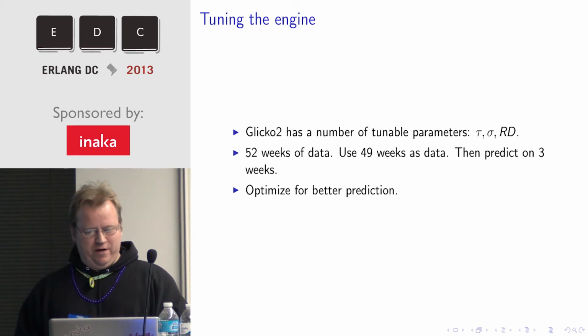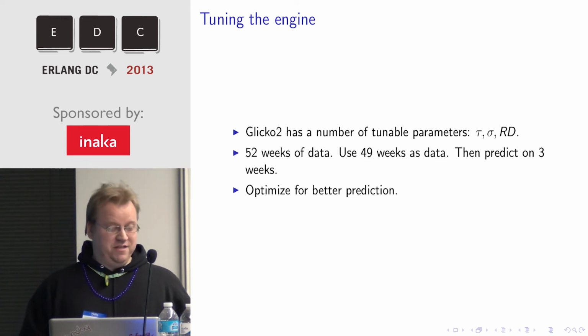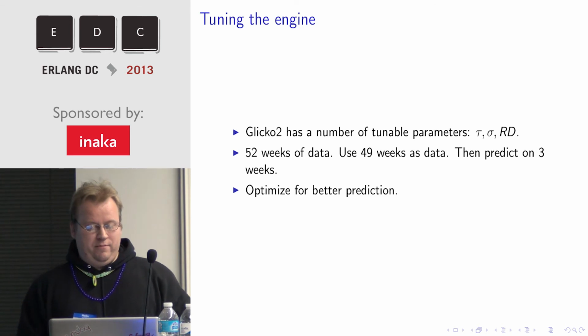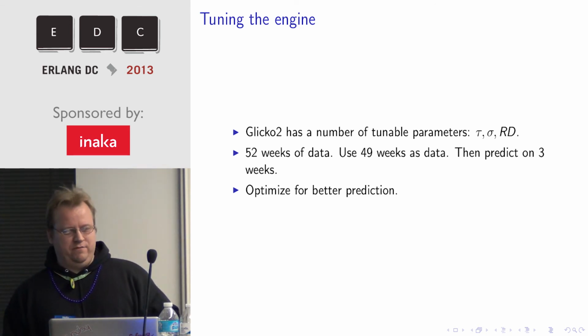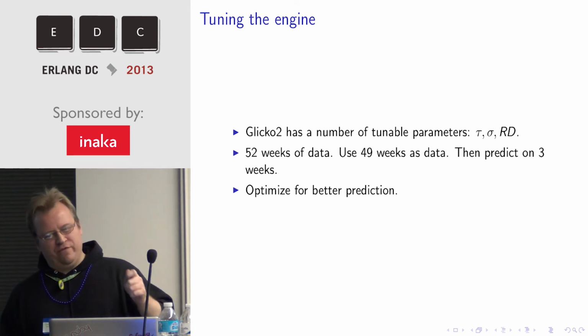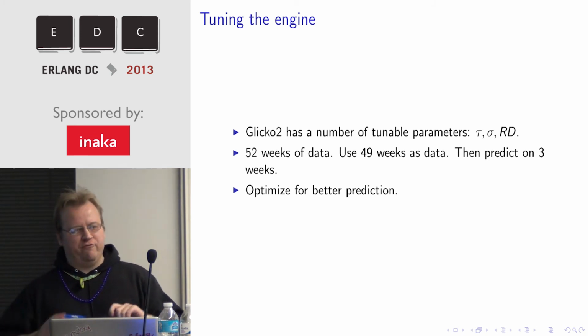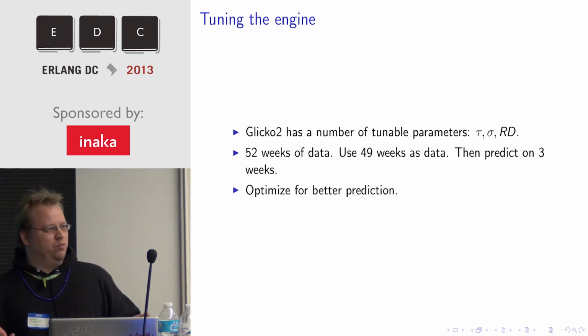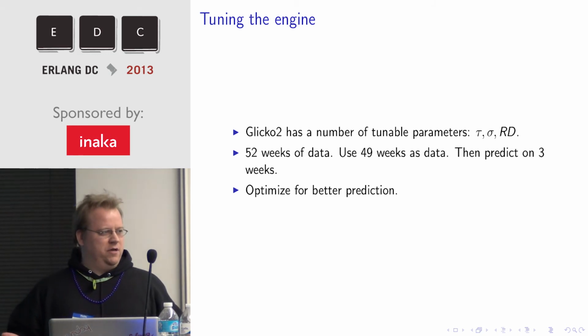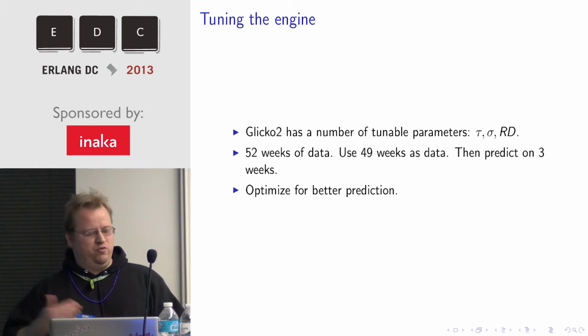Glicko-2 is a system where you have these parameters. You have the tau, you have the sigma, and you have the initial RD of a player. The point is, you have the sigma and the RD I've talked about. The tau is a value that says how much it is worth to win a match, essentially. So in a game with a lot of randomness, it's not worth very much to win a match. In a game with very little randomness, it's worth considerably more to win a match.